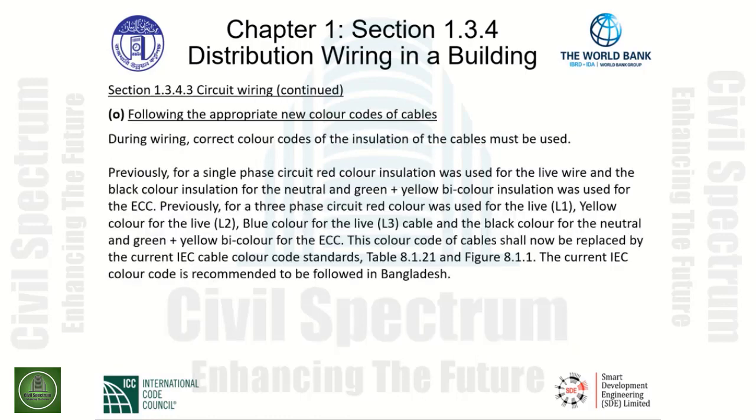Circuit wiring continued. Section 1.3.4.3, item O. Following the appropriate new color codes of cables. During wiring, correct color codes of the insulation of cables must be used. Previously, for a single-phase, red color insulation was used for the live wire, and the black color insulation for the neutral, and green plus yellow bicolor insulation was used for the ECC.